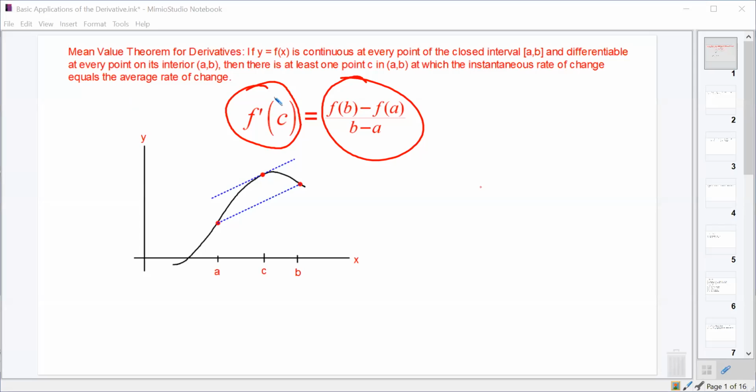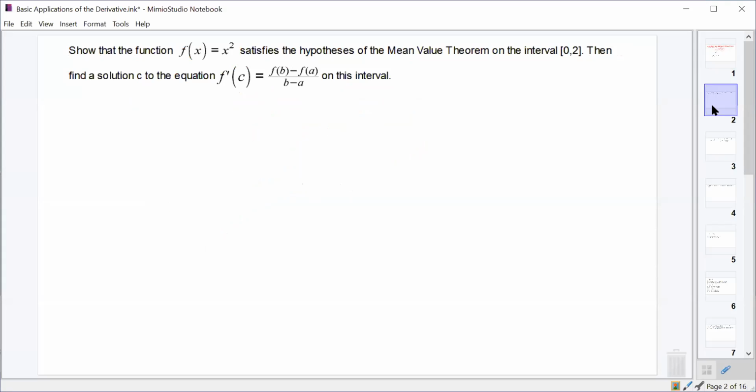Mean value theorem for derivatives, right? The instantaneous rate of change is equal to the average rate of change as long as the function is continuous and differentiable on that closed interval from a to b. All right, so let's show that x squared satisfies the hypotheses of the mean value theorem for the closed interval from 0 to 2, and then we'll find the solution c on that interval.